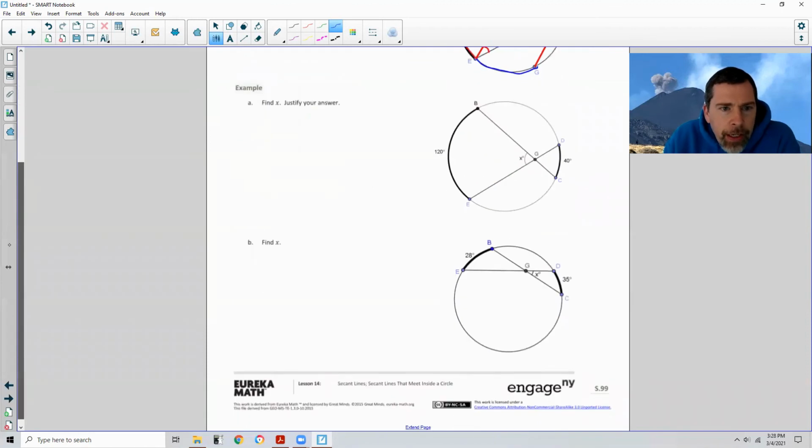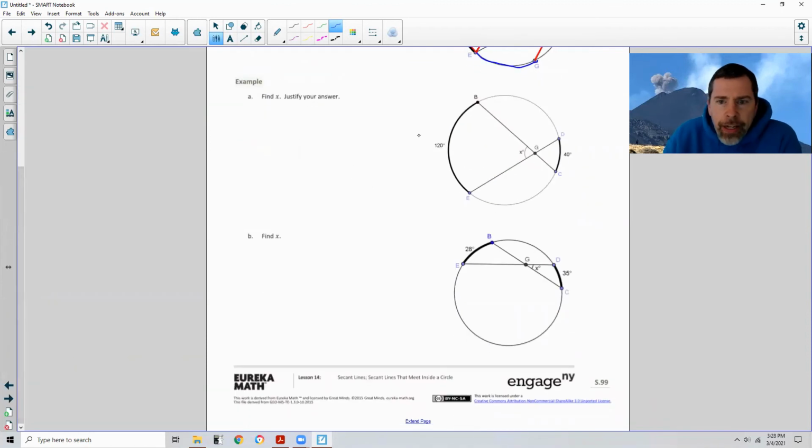Okay? Example A, find X, justify your answer. So here's what we're trying to find. Here is what we were given, and here is what we were given. This is not a central angle. It is not equal to the intercepted arc. This is not an inscribed angle. It is not half the intercepted arc. It's something different. And this is the first time we've run into one of these problems.